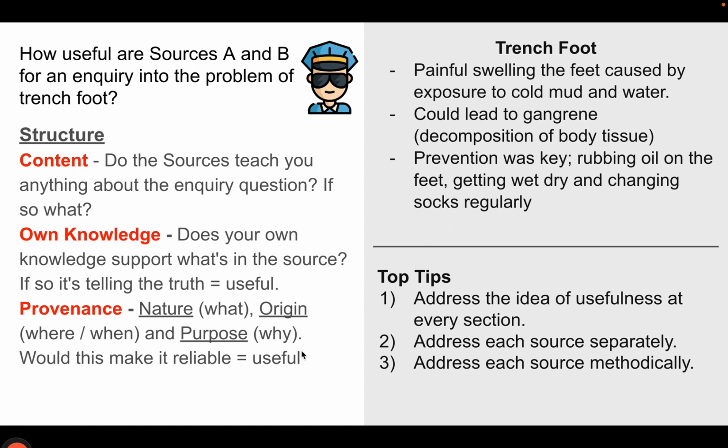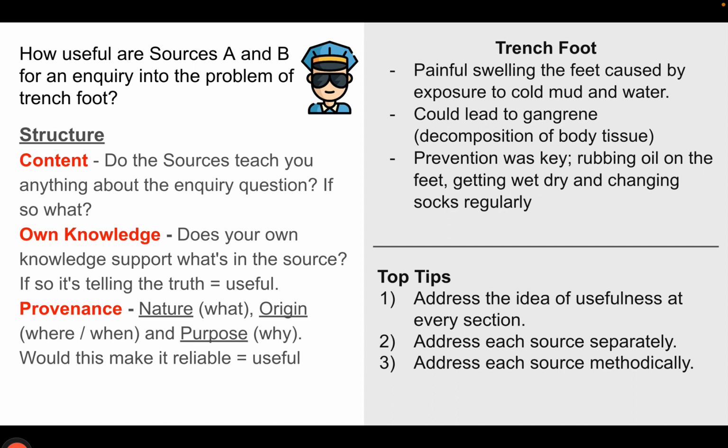And finally, some top tips for this question. You want to address the idea of usefulness at every single section. If you do not address usefulness in that section, you may as well have not written it. I would ideally suggest that you look at each source individually. Look at source A in one paragraph and then source B in a second paragraph.